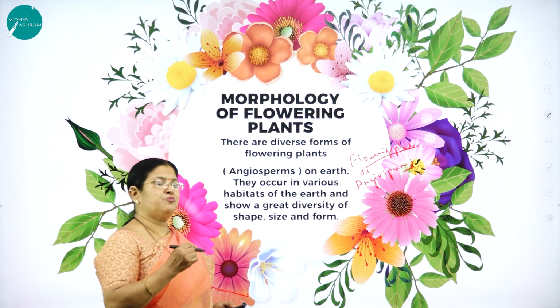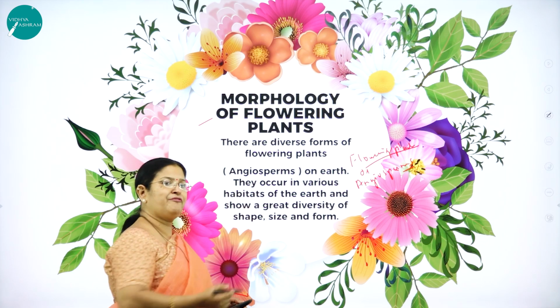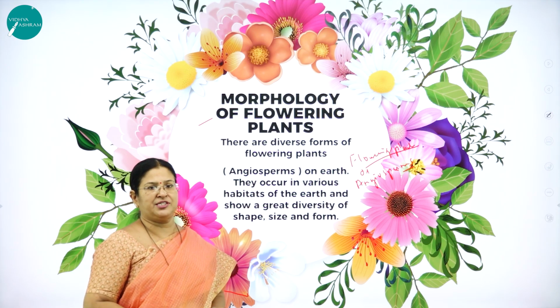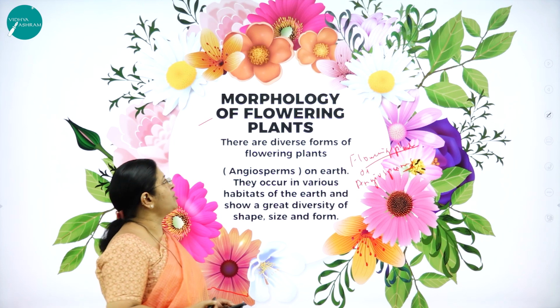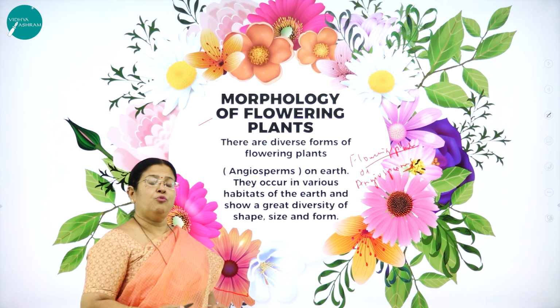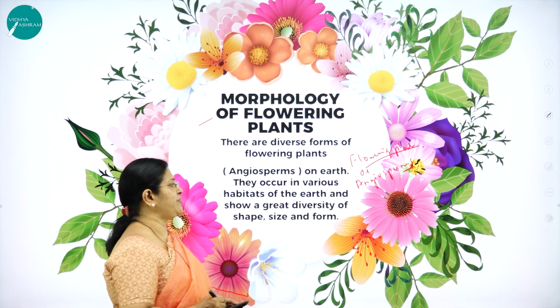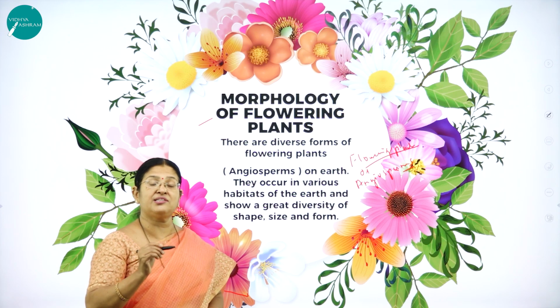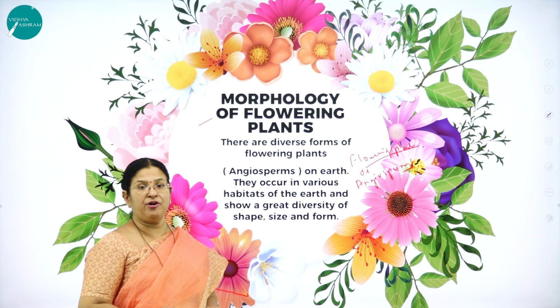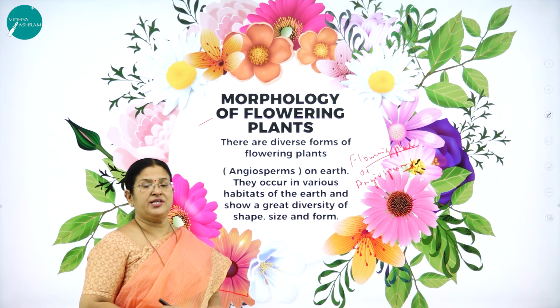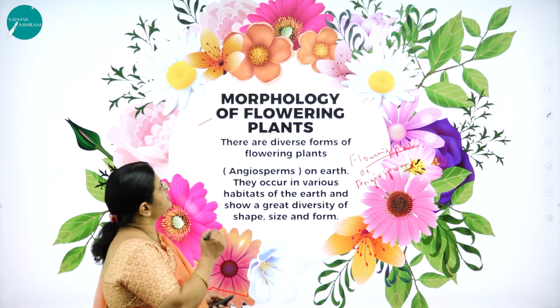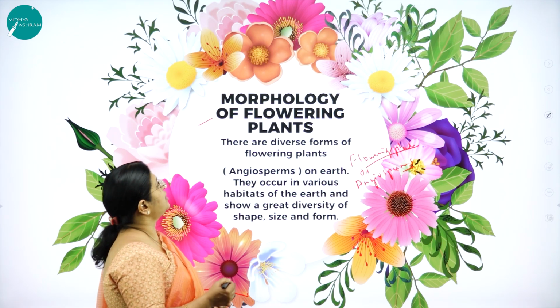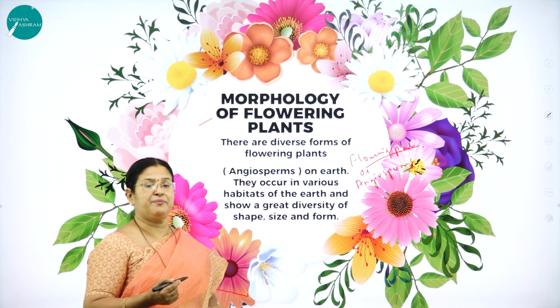Now, what is this word called morphology? Before we go deep into the chapter, let us understand the word morphology. What do you mean by morphology? Certain terms you have to understand. Morphology means what? Study of external features. Study of external features is called morphology. So this is a chapter dealing with morphology of flowering plants.